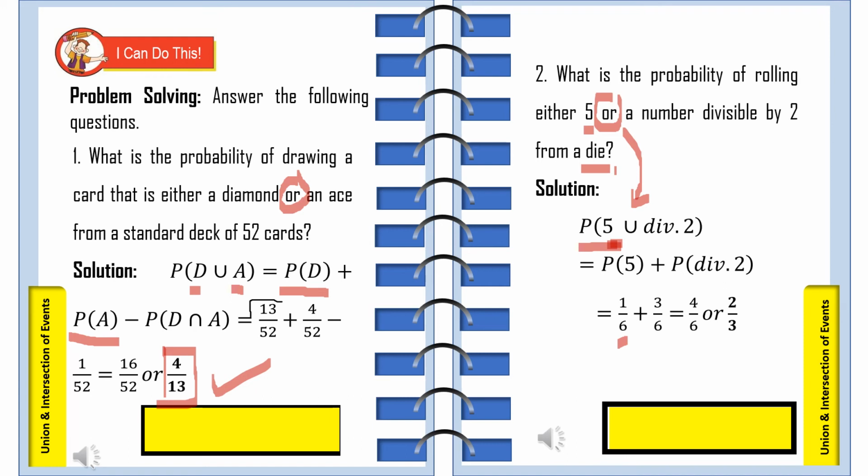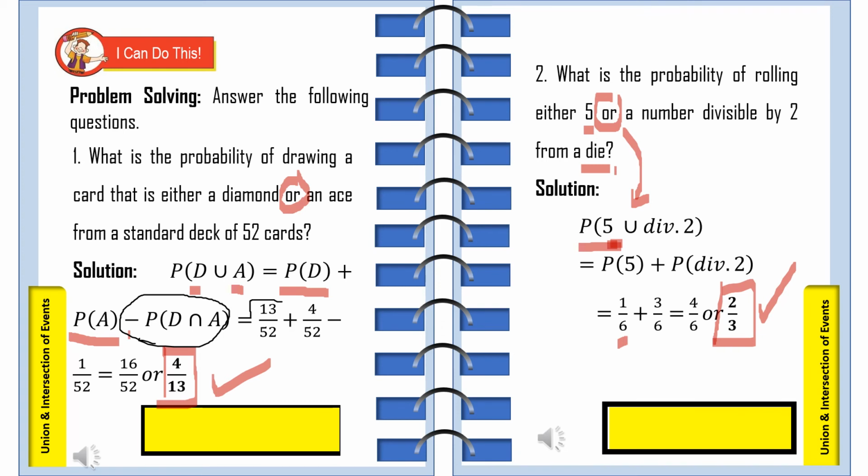And then, walang nangyaring subtraction dito. Like, ito sa number 1, may subtraction, may ganito siya. Walang nangyaring ganyan dito sa second question, because wala namang 5 na divisible by 2. So wala silang intersection. Kaya walang nangyaring subtraction dyan. Add lang natin yung 1/6 at saka yung 3 over 6. That is 4 over 6. So, lowest term natin is 2/3. Ito yung ating magiging final answer. Nakuha niyo? Wala siyang subtraction na nangyari, dahil wala namang intersection between the two events: yung getting a 5 and a number divisible by 2 from a die.